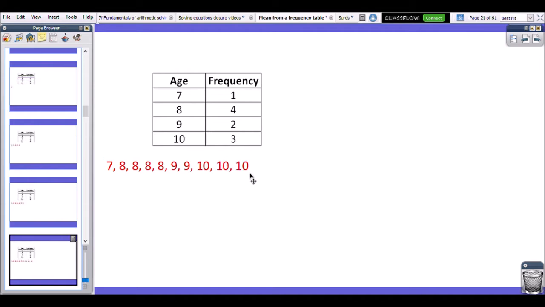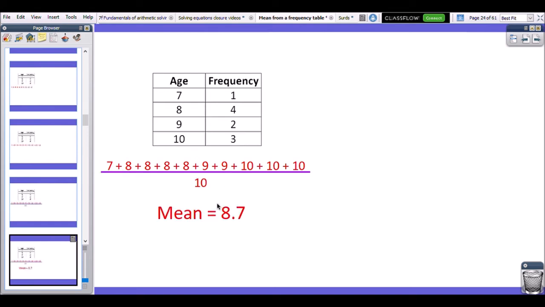So actually, when you think about it, when you have a frequency table like this, you could just list it out as a list of data, and then using the process as before, we just find the sum of all these pieces of data and we divide by how many pieces of data we have. So we have 10 pieces, and that gives us a mean of 8.7.